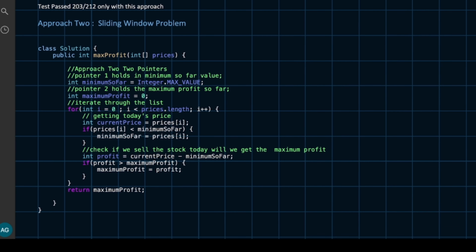We have an integer value that holds the current minimum, and we have another integer value that holds the maximum profit so far. We get the current price and we see if the current price is smaller than the minimum so far. If it is smaller, we update our minimum, and we check if we sell the stock today, will we get the maximum profit or not. And if we get the maximum profit, we're gonna update our maximum profit. With this approach, we were able to solve this particular problem in O(n) time.